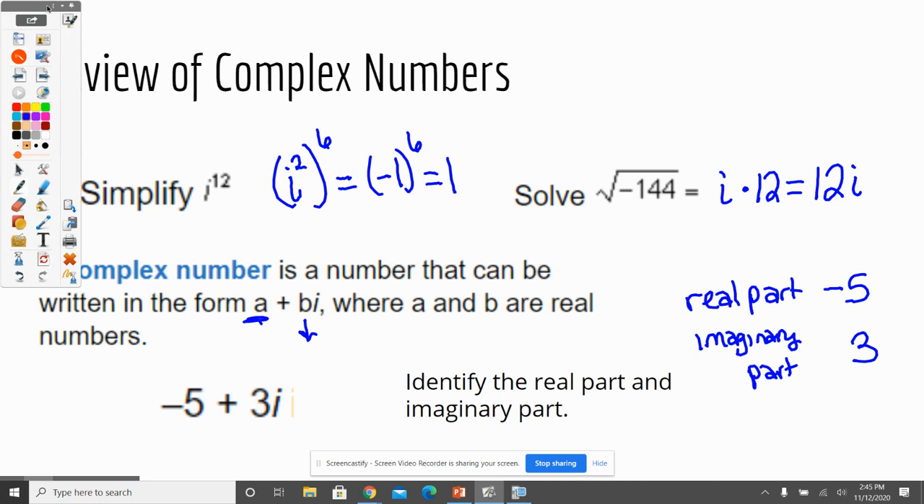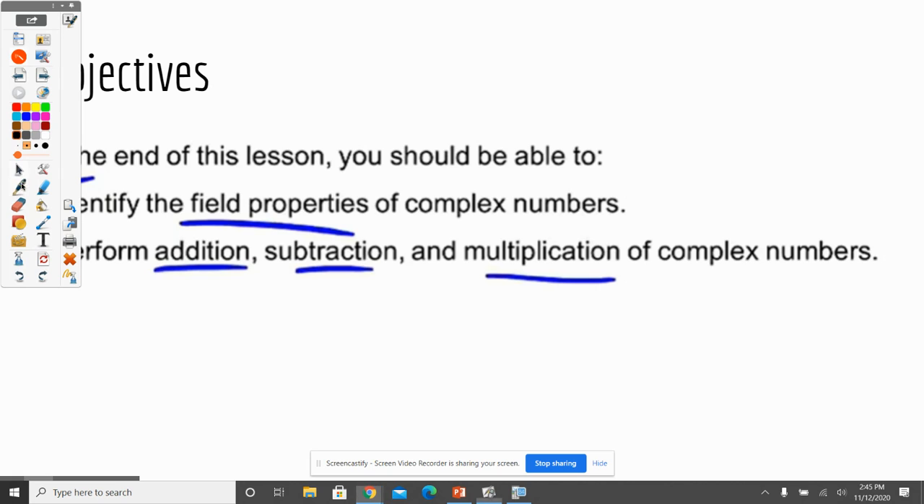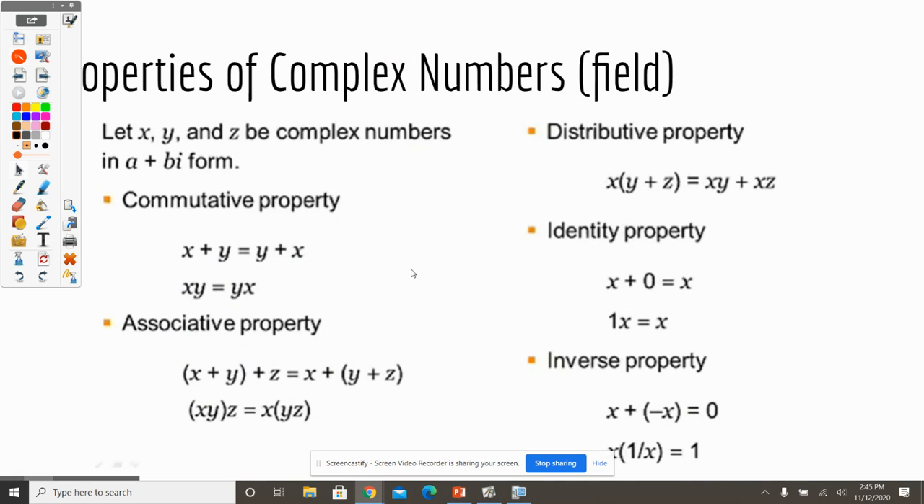So, like I said, we're going to be looking at these different operations that we can do with complex numbers. And they're going to talk about the properties of complex numbers that hold true, similar to the properties we learned earlier this year about real numbers. And we're going to add, subtract, and multiply. So complex numbers, A plus BI, we are able to add them, subtract them, and multiply. We can divide them as well, but we're not going to talk about division today. It's a little bit more complicated, so we'll probably talk about that later.